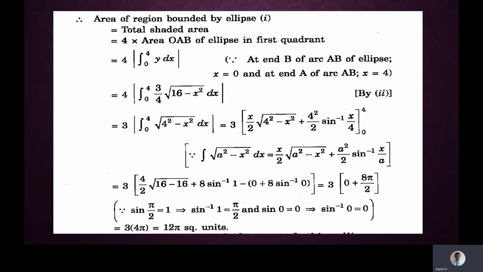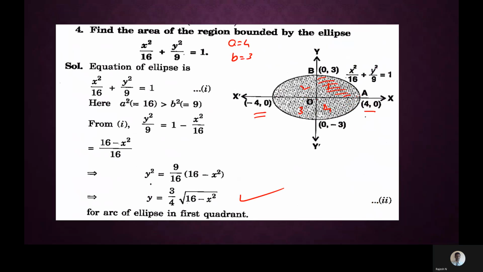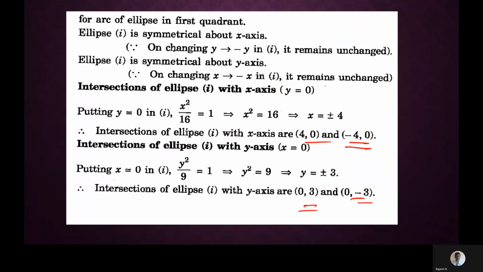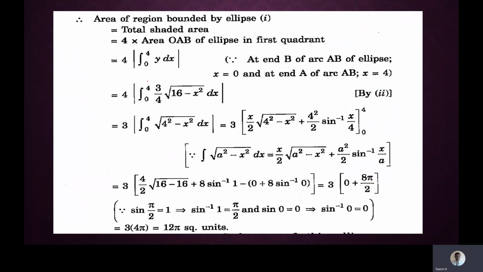So area of the region is equal to 4 into the area of which area? This area OAB. So 4 into integral 0 to 4 y dx. 4 into integral 0 to 4, y is what? 3 by 4 into root of 16 minus x squared. So 4 into 3 by 4 into root of 16 minus x squared.